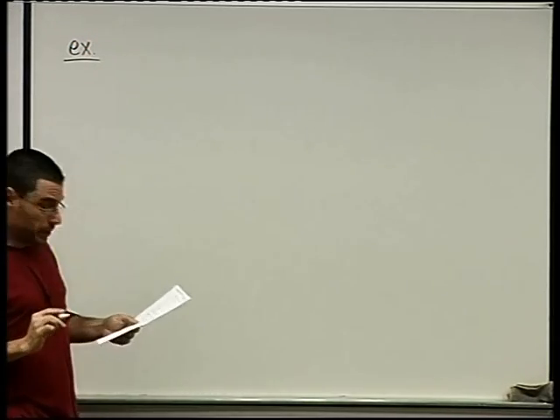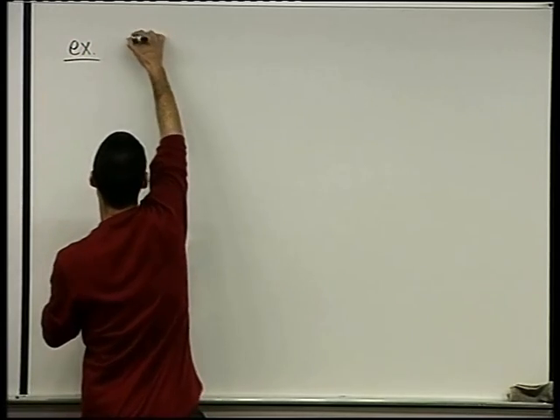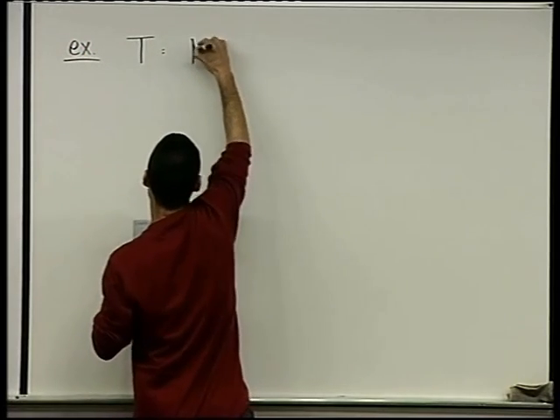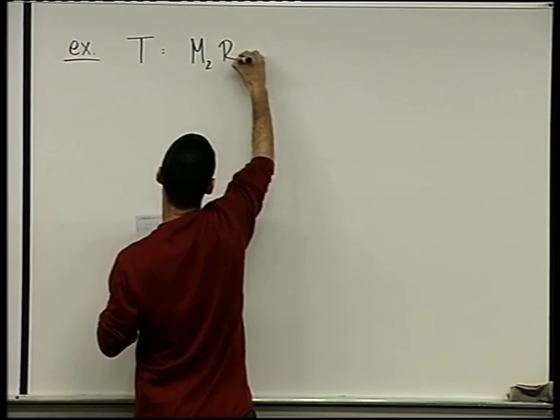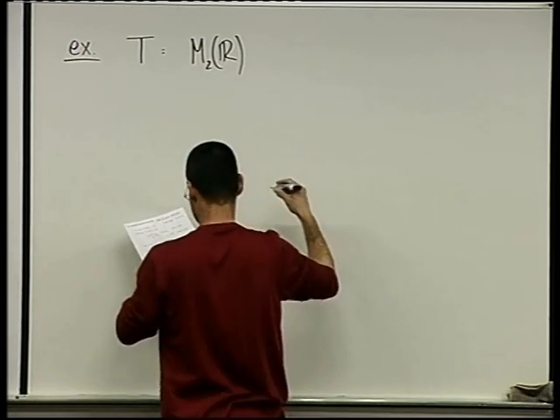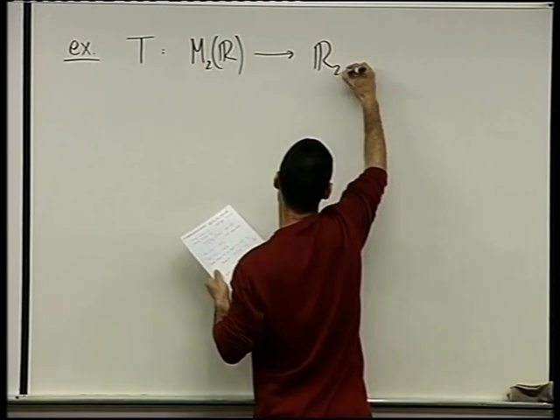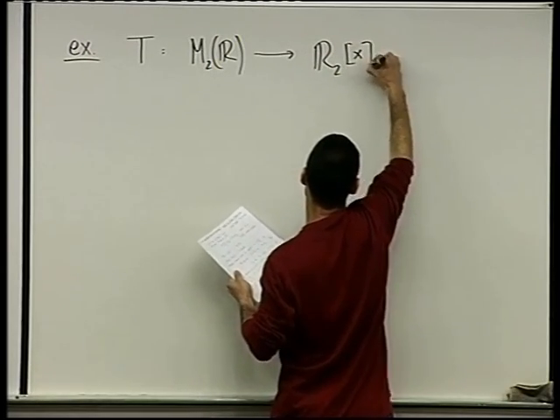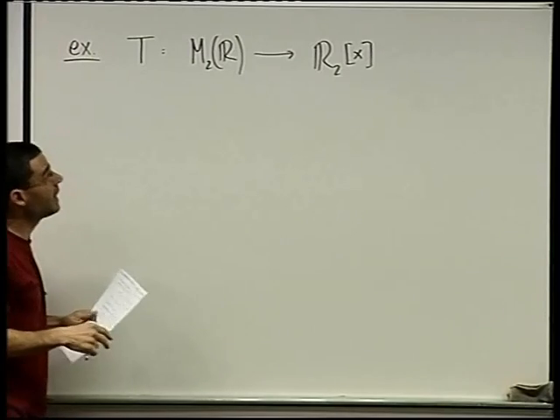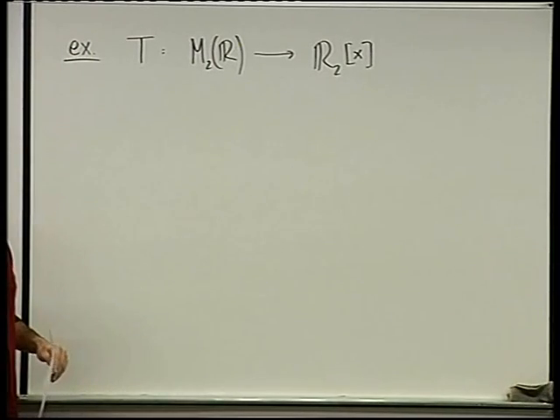Okay, so here is an example that's going to lead us to the more general situation of a map from V to W. So we're going to take T from 2 by 2 matrices over the reals to polynomials of degree less than or equal to 2. Now these are two spaces that are different. Okay?